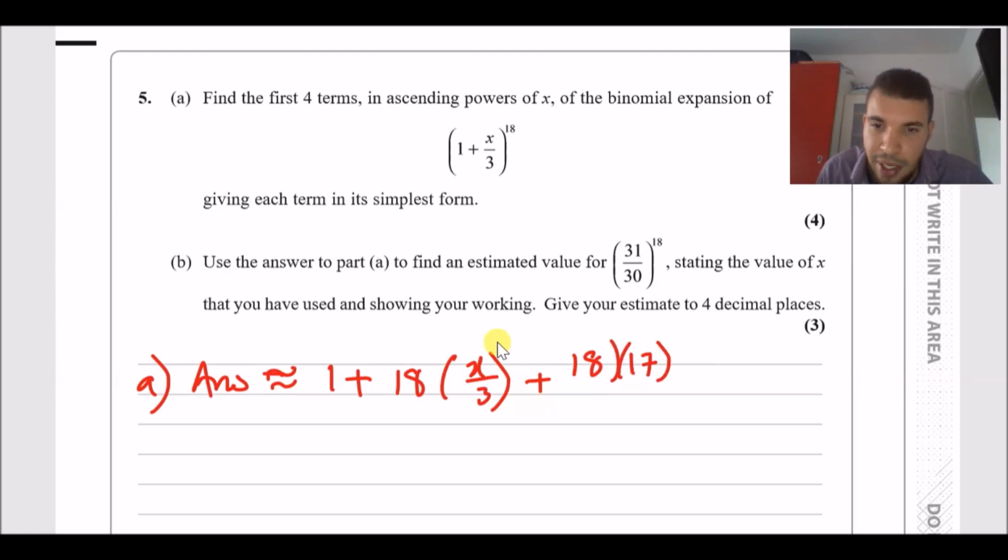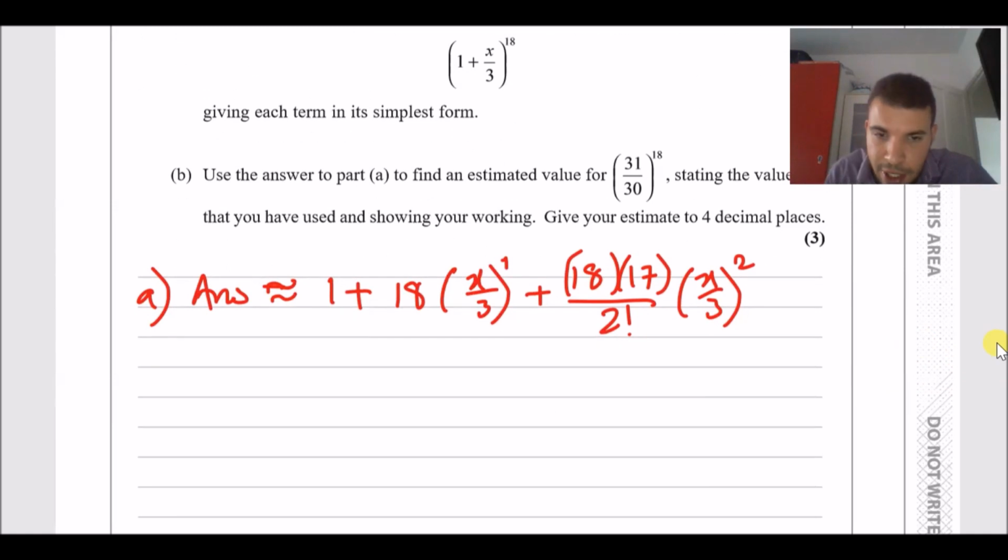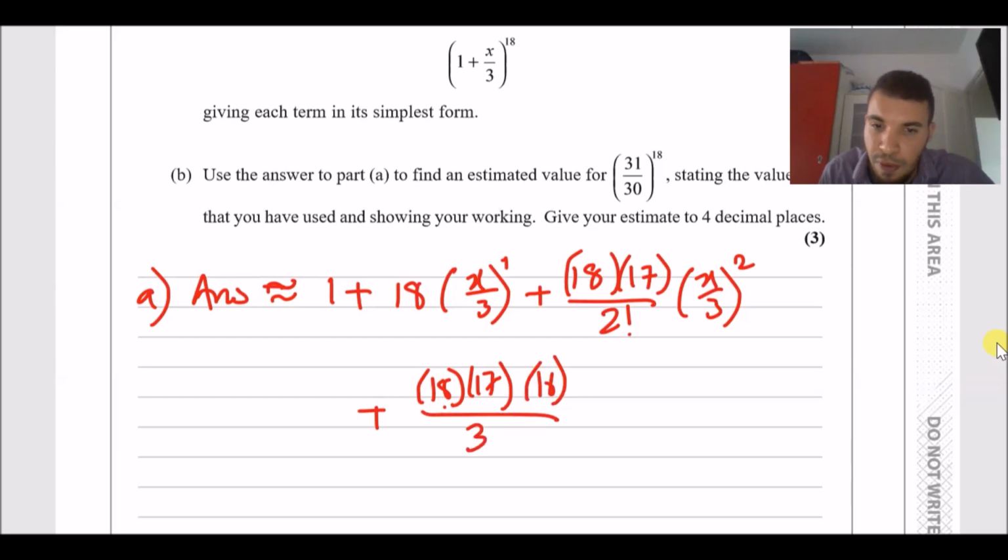So I can put them in a bracket. And because there's 2 terms here, over 2 factorial. And we copy this, the x over 3. So if this was power 1, this is going to be power of 2. And that's it. Now we've got 1, 2, 3 terms. Now for the next term, it's the same thing. So it'll be 18 times 17, so always go one down, 16. There's 3 values, 3 factorial, times x over 3 to the power of 3.